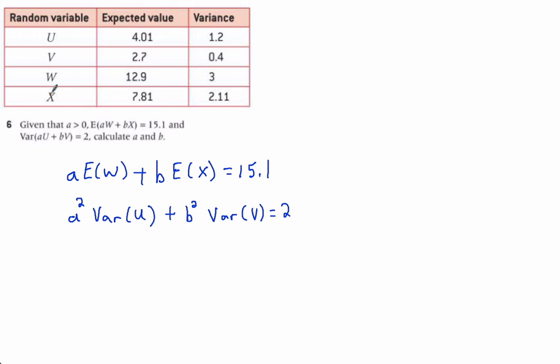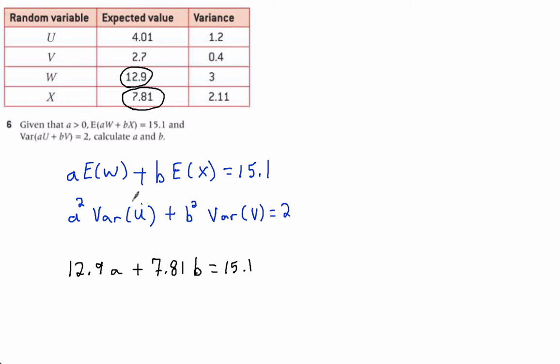Expected value of w is 12.9. So 12.9a. Next, we look up the expected value of x, and we get 7.81. So that gives us 7.81b and equals 15.1.